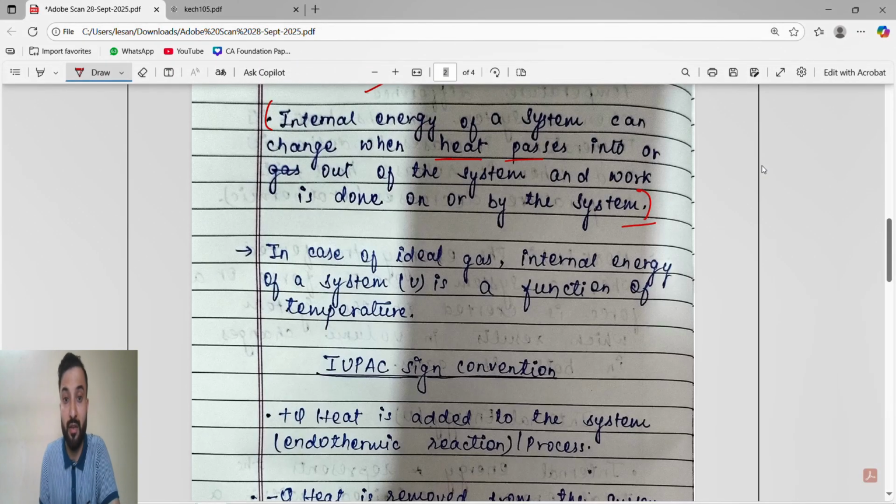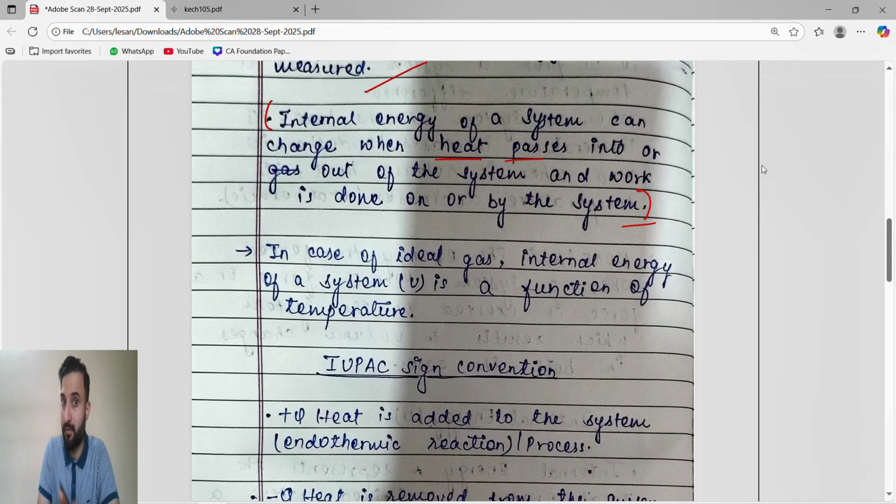That's why we will not say exact or absolute internal energy. It will be the change in internal energy, based upon whether heat is going into or out of the system, or work is done on or by the system. Heat and work. So write down this point from here till here.